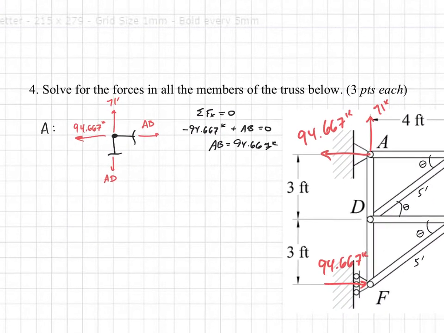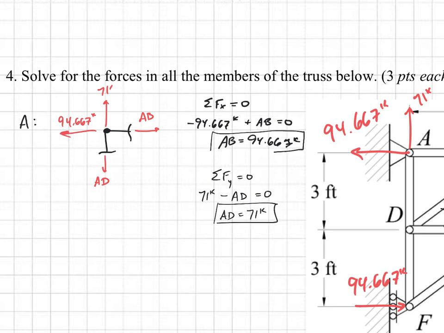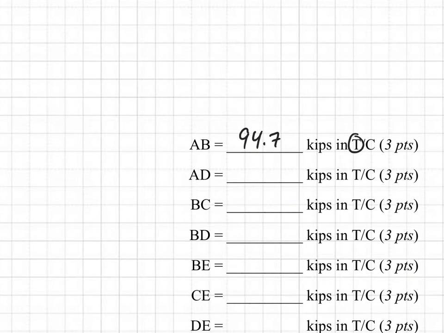Now we're going to do AD. Sum of the forces in the y direction equals 0. So I've got 71 kips going up, I'm going to subtract AD equals 0. And when I solve that, I get AD equals 71 kips. Those both have positive signs on them, so they're both tension because I assumed tension. So AD is 71 kips in tension. I already have the units over here, so you don't have to worry about missing that. But you do want to remember to put your little tension right there.